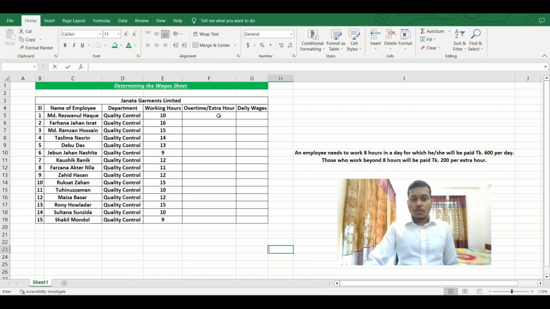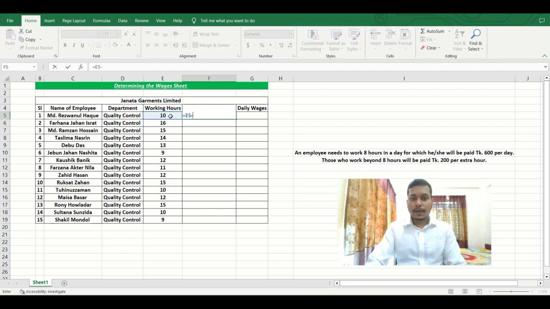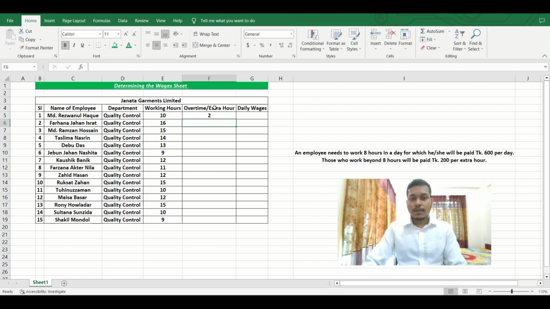So to compute overtime or extra hour, at first we put equal sign, then click on working hours, then put a minus sign, then type 8, then press enter. So this is the overtime or extra hour of Mohammad Rezwanul Haq. Now we take it up to 15 serial. So this is the full overtime or extra hour of all the employees.